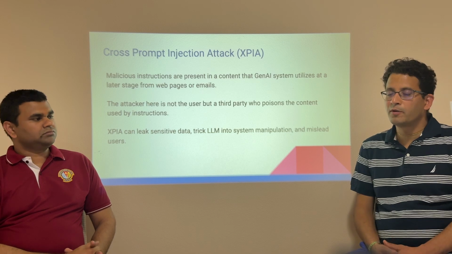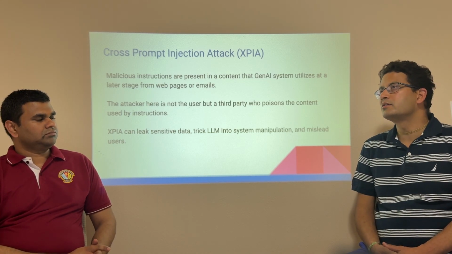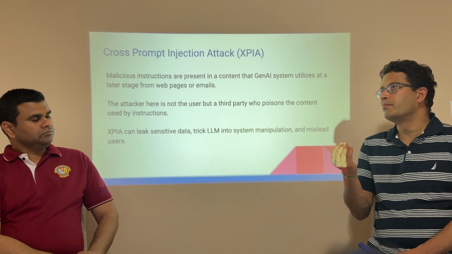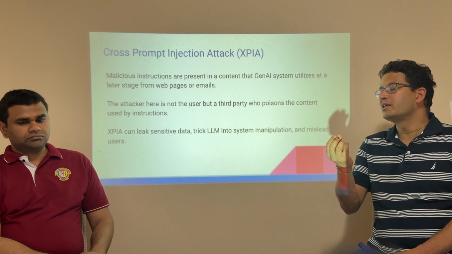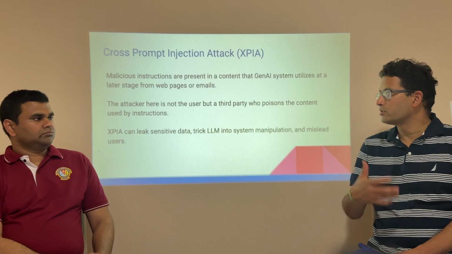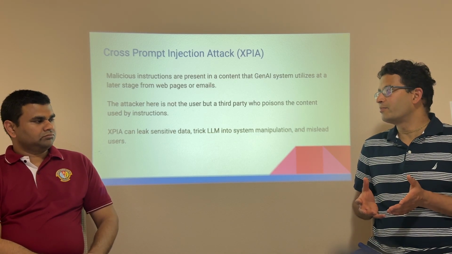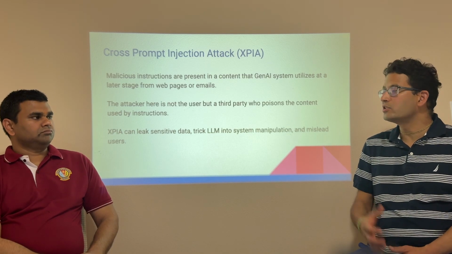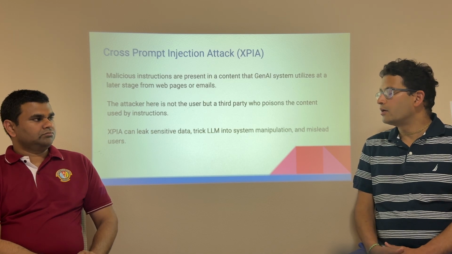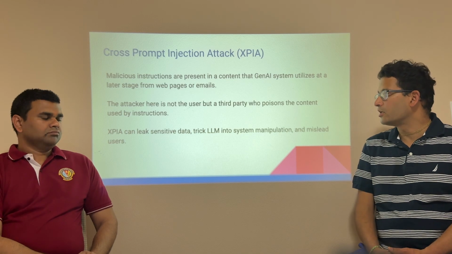So next one is the cross prompt injection attack. This is the attack which is used when a user gives a prompt, and the prompt captures data from another source, like a web page, document, or email. So here the attacker is not the user itself, but a third party who poisons the content. That is the difference between the first party, or direct, and indirect prompt injection attacks.